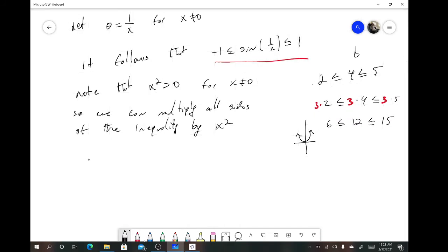So what will that give me? Well, let me first rewrite it. If I multiply through by x squared, I'm going to have negative 1 times x squared is just negative x squared. x squared times sine of 1 over x is simply x squared sine of 1 over x. And 1 times x squared is simply x squared. And again, since I multiplied by a positive number, I have not changed the inequality.